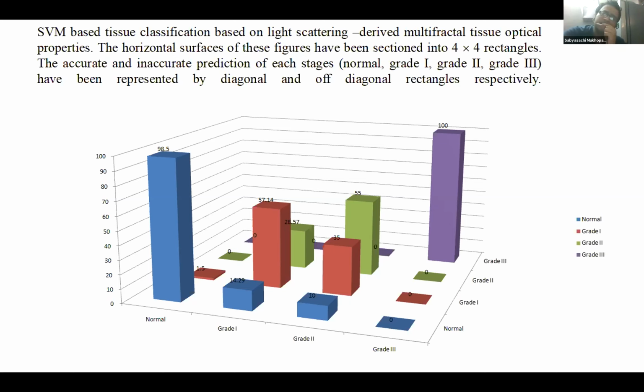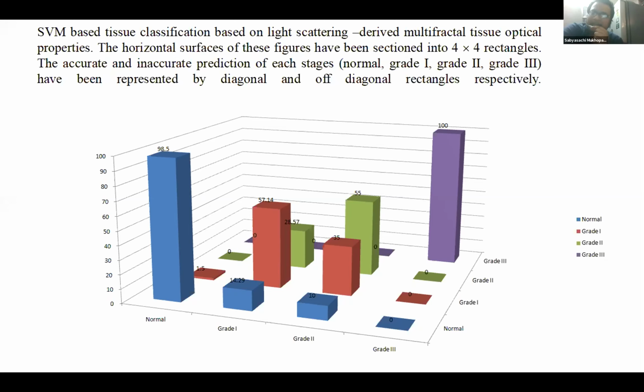Whereas in the case of grade 3, it can easily identify all the grade 3 tissues with 100% accuracy. Now you see the main important observation from here is that healthy and grade 3, it can identify with a very good accuracy. But for grade 1 and grade 2, which is a major challenge because these are early stage samples, the algorithm is failing miserably. It is not giving you good accuracy.